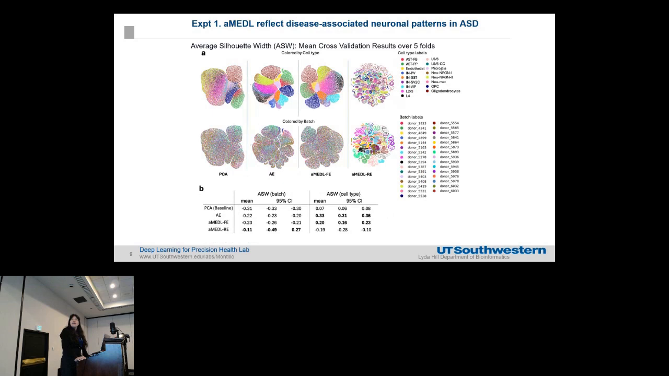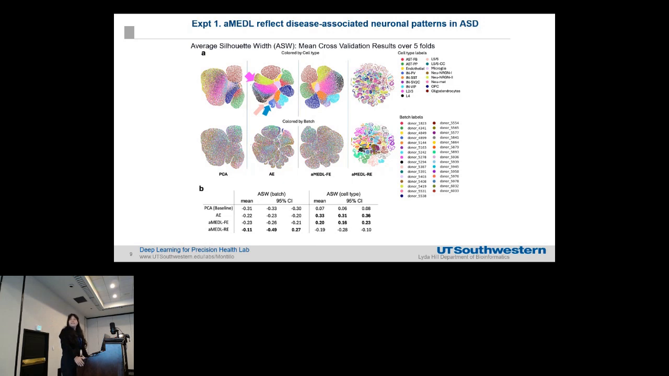And now we have the ASD dataset in which we model the batches as donors. And as well, we have in the first row the cells colored by cell type, in the second one colored by batch, and our second column is the autoencoder, the third one the fixed effects subnetwork. And in the autoencoder, UMAP colored by cell type, you can see those arrows.